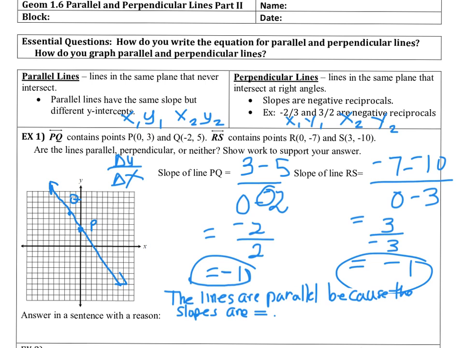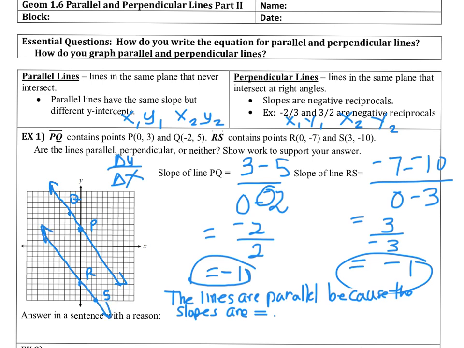Next, we're going to graph the point R, which is (0, -7). So I go over 0 and down to -7. I'm going to label that with an R. And then for S, I'm going to move to the right 3 and down to -10. Label that with an S. Then I want to draw the line that goes through those 2 points.